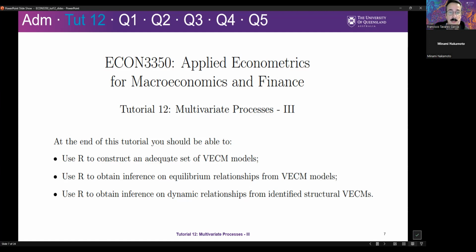So construct an adequate set, obtain inference on equilibrium relationships for vector error correction models. These equilibrium relationships, as you remember, will be in your report too. And use R to obtain inference on dynamic relationships from identified structural VARs.